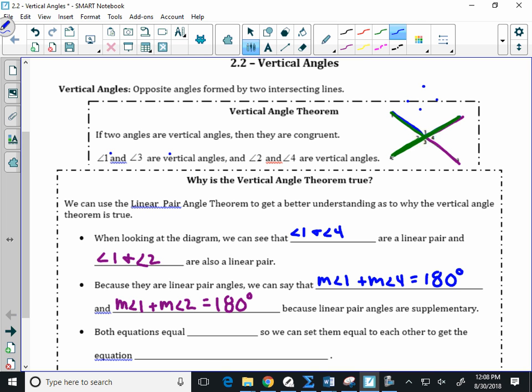What do you notice if both of these equations equal? They both equal 180. So, because they both equal the same thing, we can set them equal to each other. They're equal to the same thing, therefore those equations are equal to each other. So we can rewrite this as the measure of angle 1 plus the measure of angle 4 equals the measure of angle 1 plus the measure of angle 2. Because they both equal 180, they both equal each other. They equal the same thing. Does that make sense? We're going from here to there.